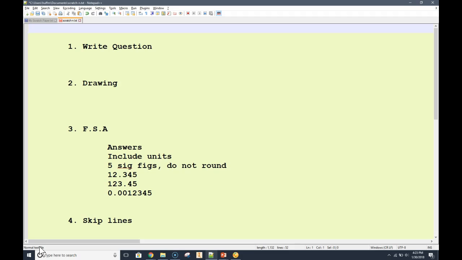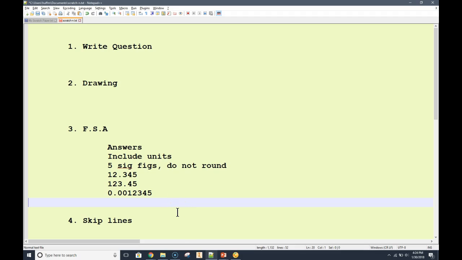As far as your answers, I want to see 5 important numbers. Think about 5 significant figures, and don't worry about rounding. I don't want you to round at all. Just put down your answer, and I have a couple of examples here. If you look at this, 12.345, that's 5 numbers. 123.45, that would be 5 important numbers. Remember, when you are looking at a problem that has leading zeros, these leading zeros do not count. So your 1, 2, 3, 4, 5 would be everything after the second zero after the decimal. So if you have questions on this, please ask.